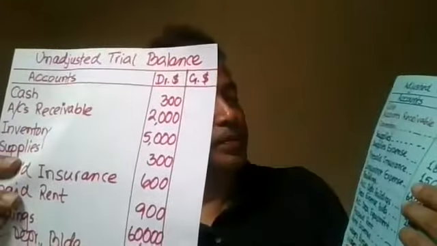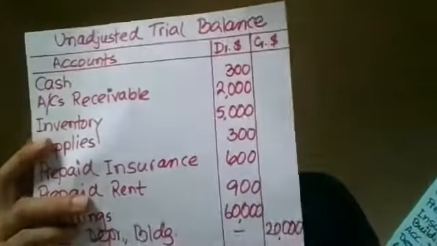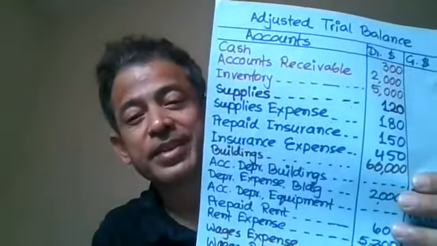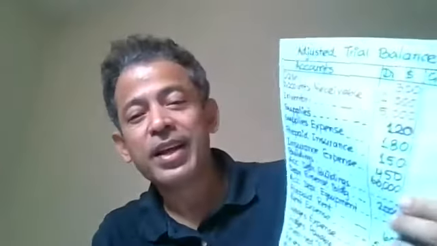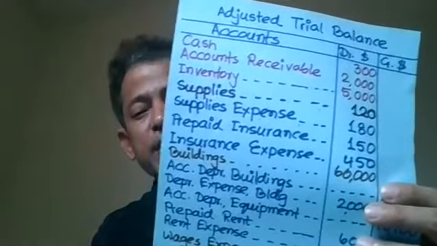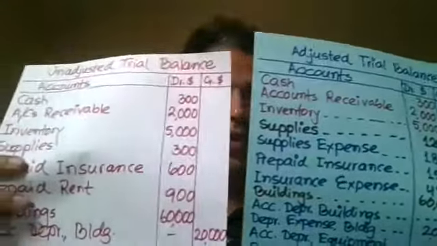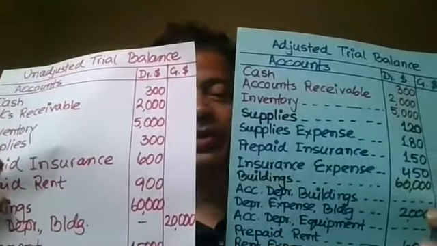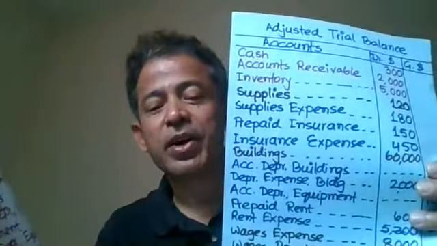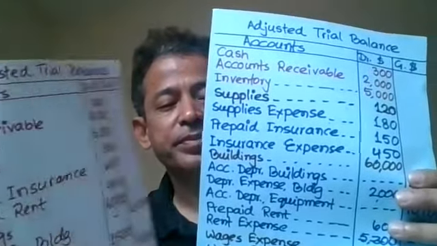Then look at the next item, prepaid insurance here. Prepaid insurance was $600, but we are told that prepaid insurance is not $600 anymore. Prepaid insurance is going to be only $150. Remember that $450 has already expired. So prepaid insurance has gone down from $600 to $450. Sorry, from $600 to $150, making the $450 of a new expense called insurance expense.